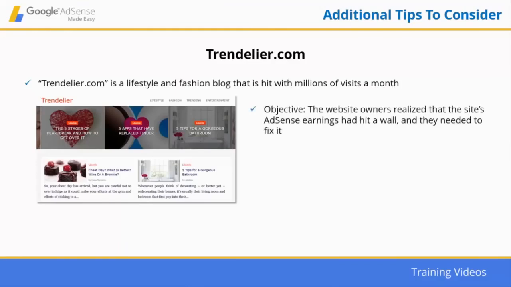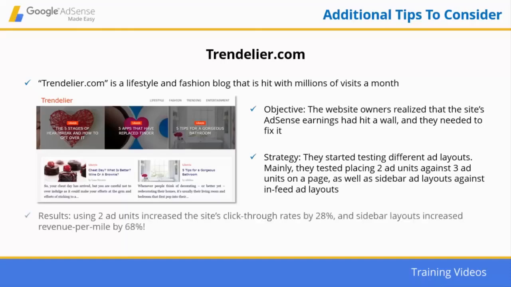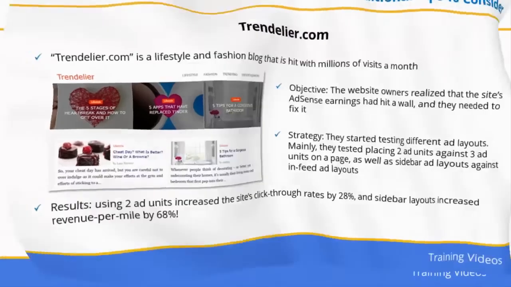Objective: the website owners realized that the site's AdSense earnings had hit a wall, and they needed to fix it. Strategy: they started testing different ad layouts. Mainly, they tested placing 2 ad units against 3 ad units on a page, as well as sidebar ad layouts against in-feed ad layouts. Results? Using 2 ad units increased the site's click-through rates by 28%, and sidebar layouts increased revenue per mile by 68%.